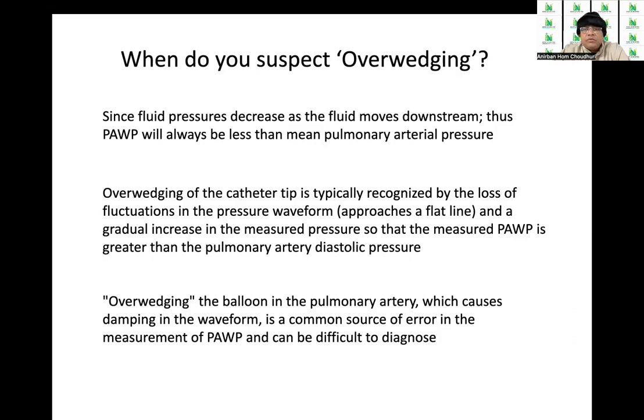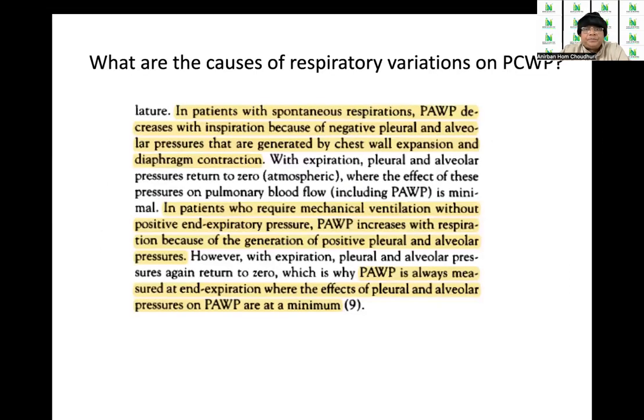So this is one way by which we can suspect over-wedging. Over-wedging the balloon in the pulmonary catheter causes damping in the waveform. This is one of the common sources of error in the measurement of wedge pressure and can be difficult to diagnose, but it is important to diagnose. Otherwise, the interpretation of cardiac function on the basis of this wedge pressure will be wrong.